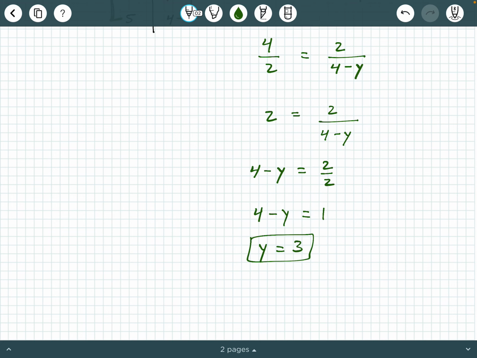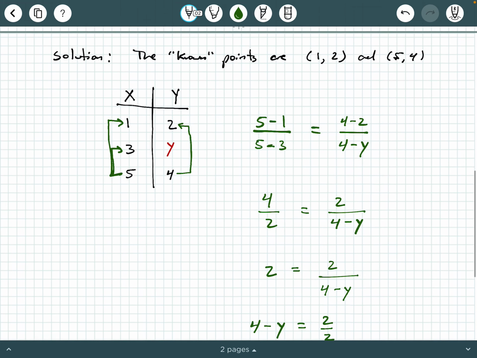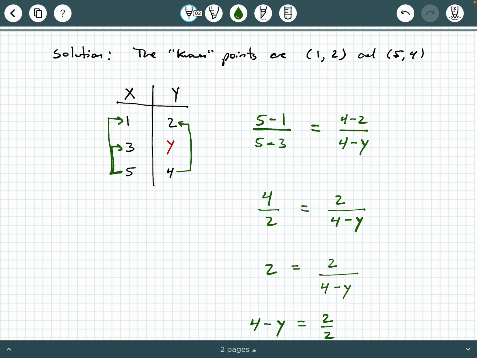So let's discuss what we did here, all right? In building our linear relationship, we looked at a change in x values divided by another change in x values equals a change in y values divided by another change in y values. I forgot to draw my other arrow here. Here you go. That was my arrow for 4 minus y, okay?